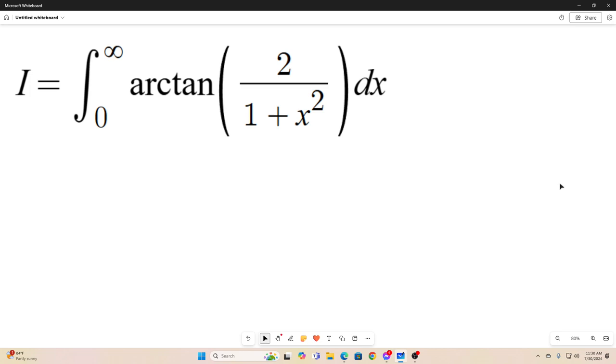Today I have a really nasty integral for you. I again got this integral from a channel Maths 505. I'm going to be solving this directly using Feynman integration.